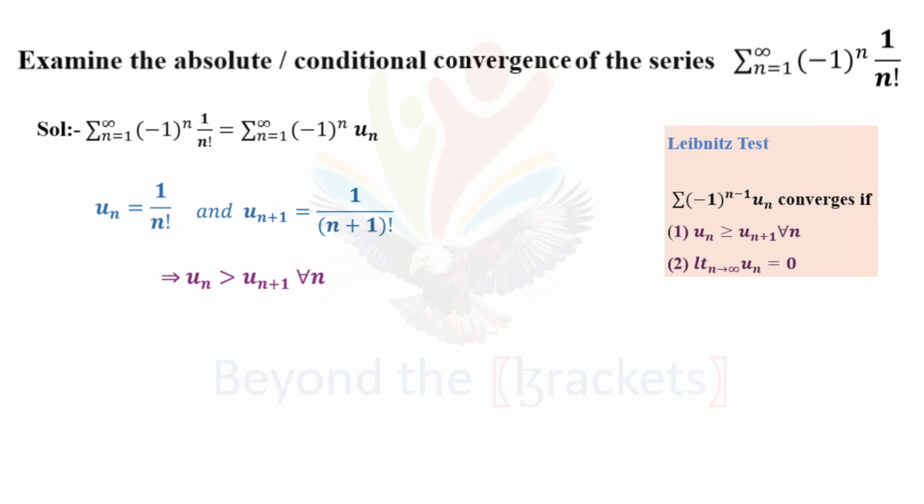To verify the second condition, take limit as n tends to infinity of un, which will be equal to limit as n tends to infinity 1 by n factorial, which will be 0. The second condition is also satisfied. By Leibniz test, the given series is convergent.